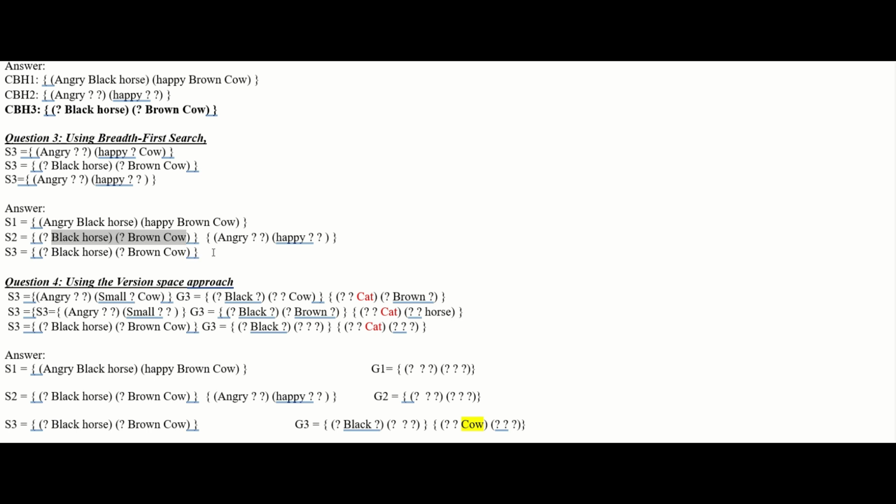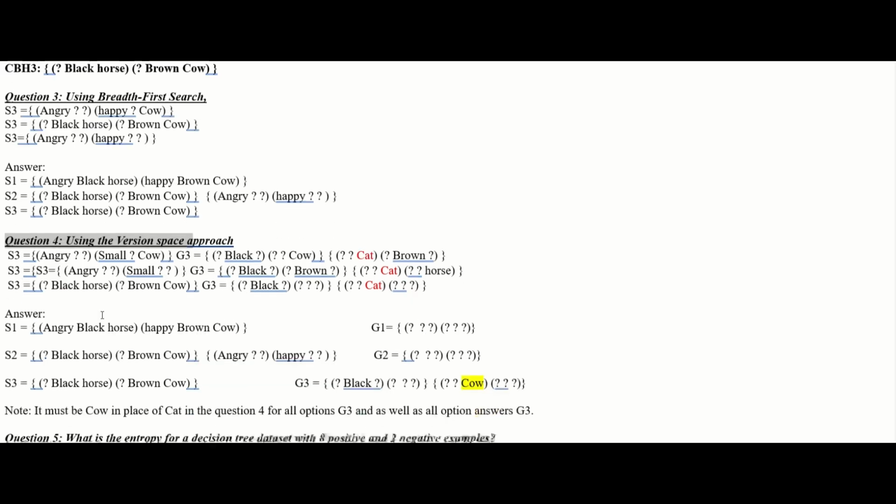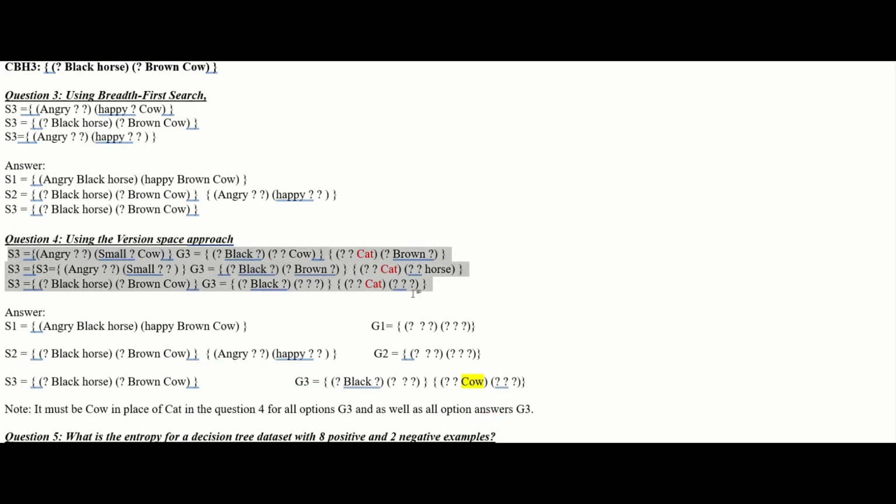Now question 4 is using the version space approach. So these are the options. Here actually cat is there, but the correct one is cow, not cat. Answer: S1 as it is.